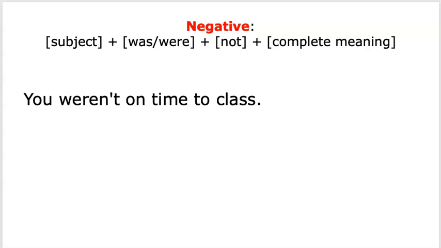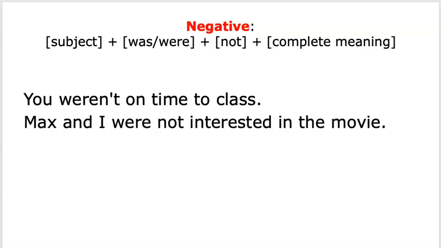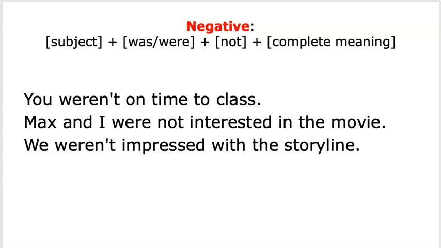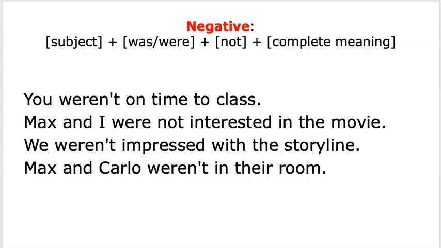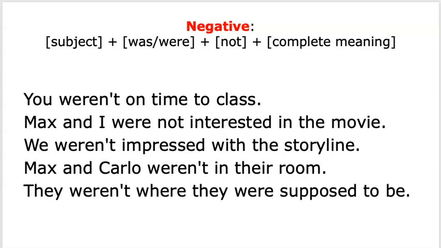More examples now using were. You weren't on time to class. Max and I were not interested in the movie. We weren't impressed with the storyline. Max and Carlo weren't in their room. They weren't where they were supposed to be.